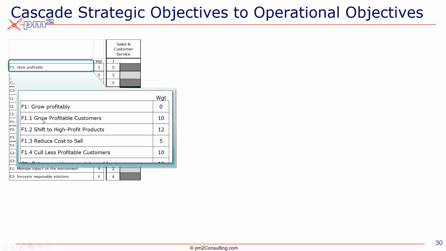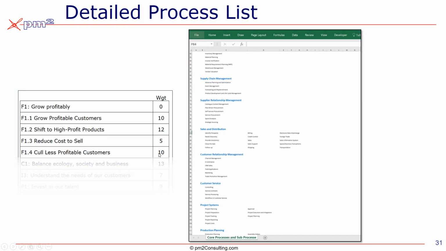We want to grow our profitable customers. We want to shift towards more high-profit products. We want to reduce our cost to sell new organizations and clients. And then lastly, we want to cull out the less profitable customers. And we prioritize those. So using the ontology process, we'll put that on the left side of a spreadsheet. And then we'll take a look at the sub-processes.